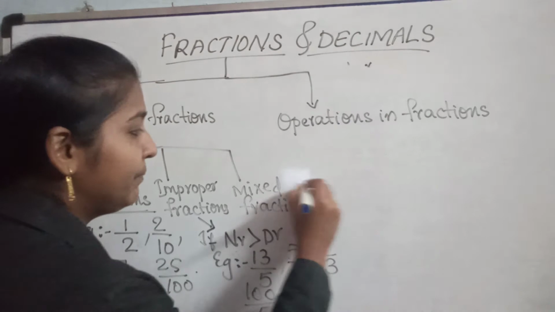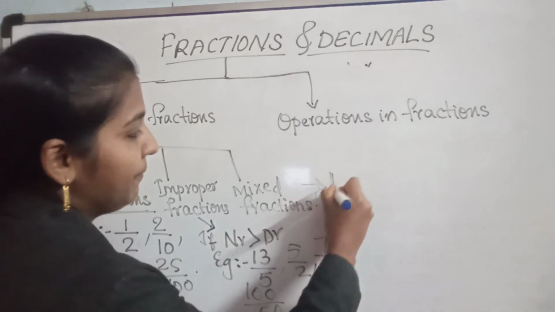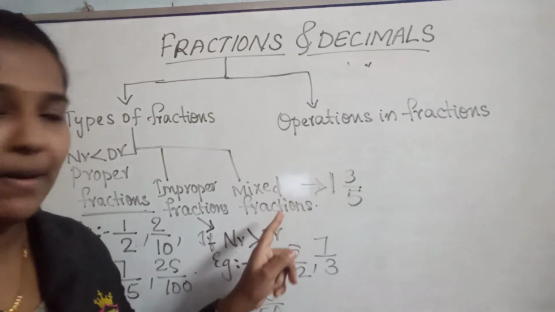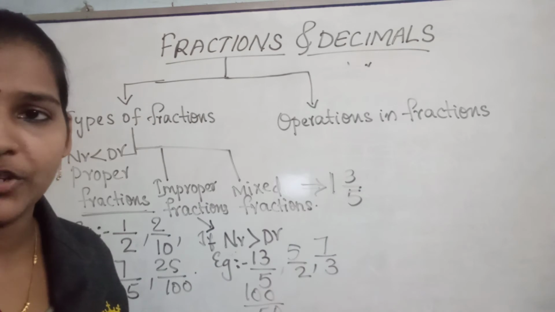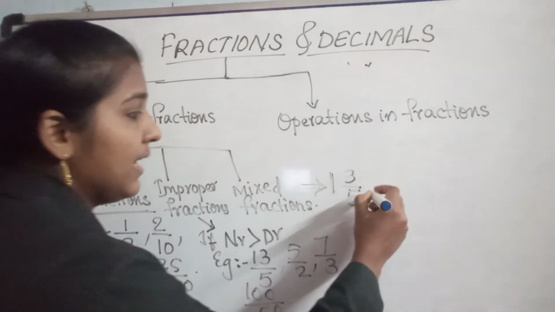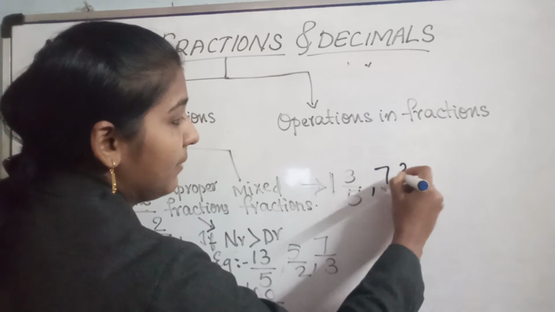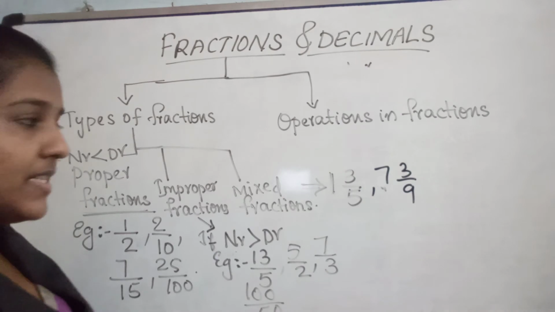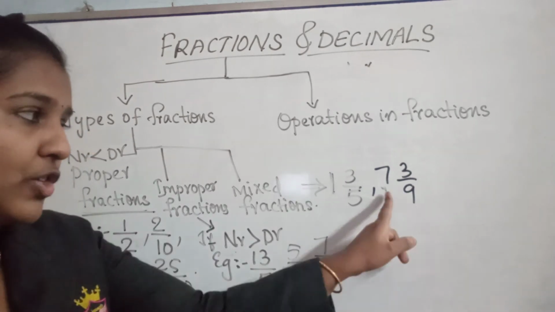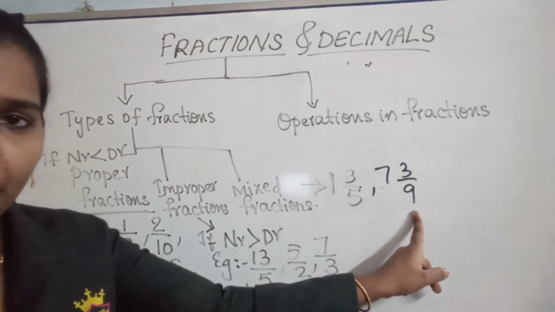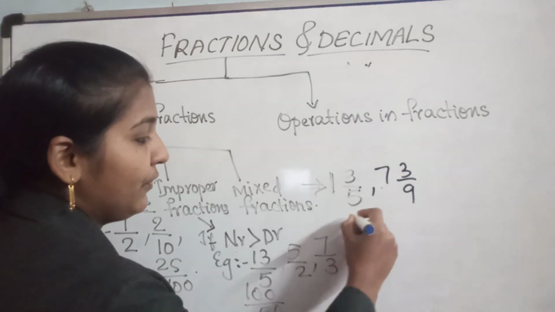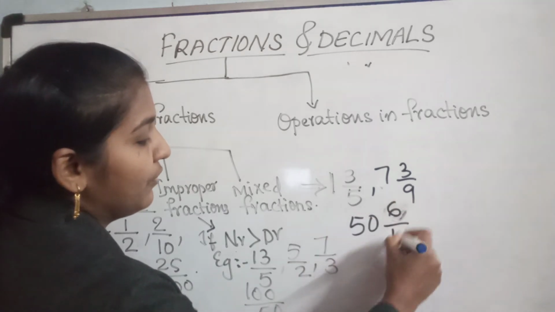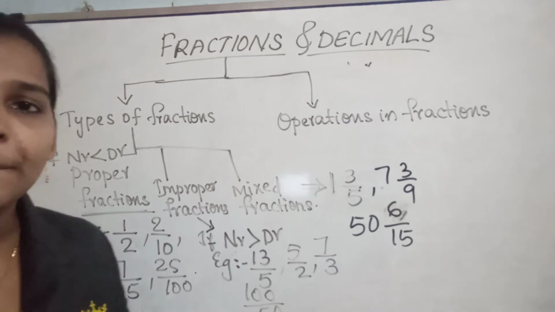For example, 1 3 by 5. Here 1 is the whole number part and 3 by 5 is the proper fraction part. And another example, 7 3 by 9. This is an example of a mixed fraction because this is the whole number part and this is the proper fraction. And another example we can say 53 by 50, 6 by 15. This is also a mixed fraction.